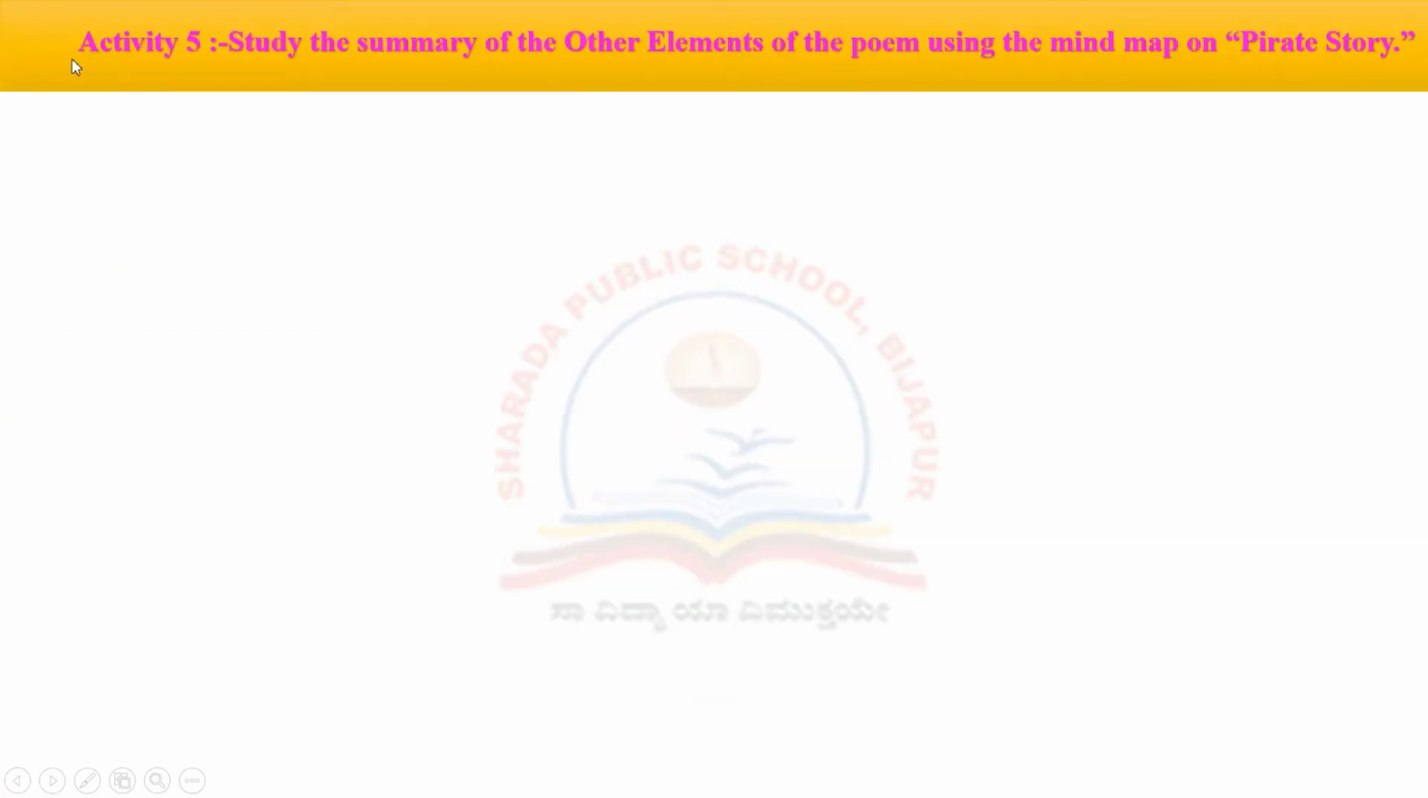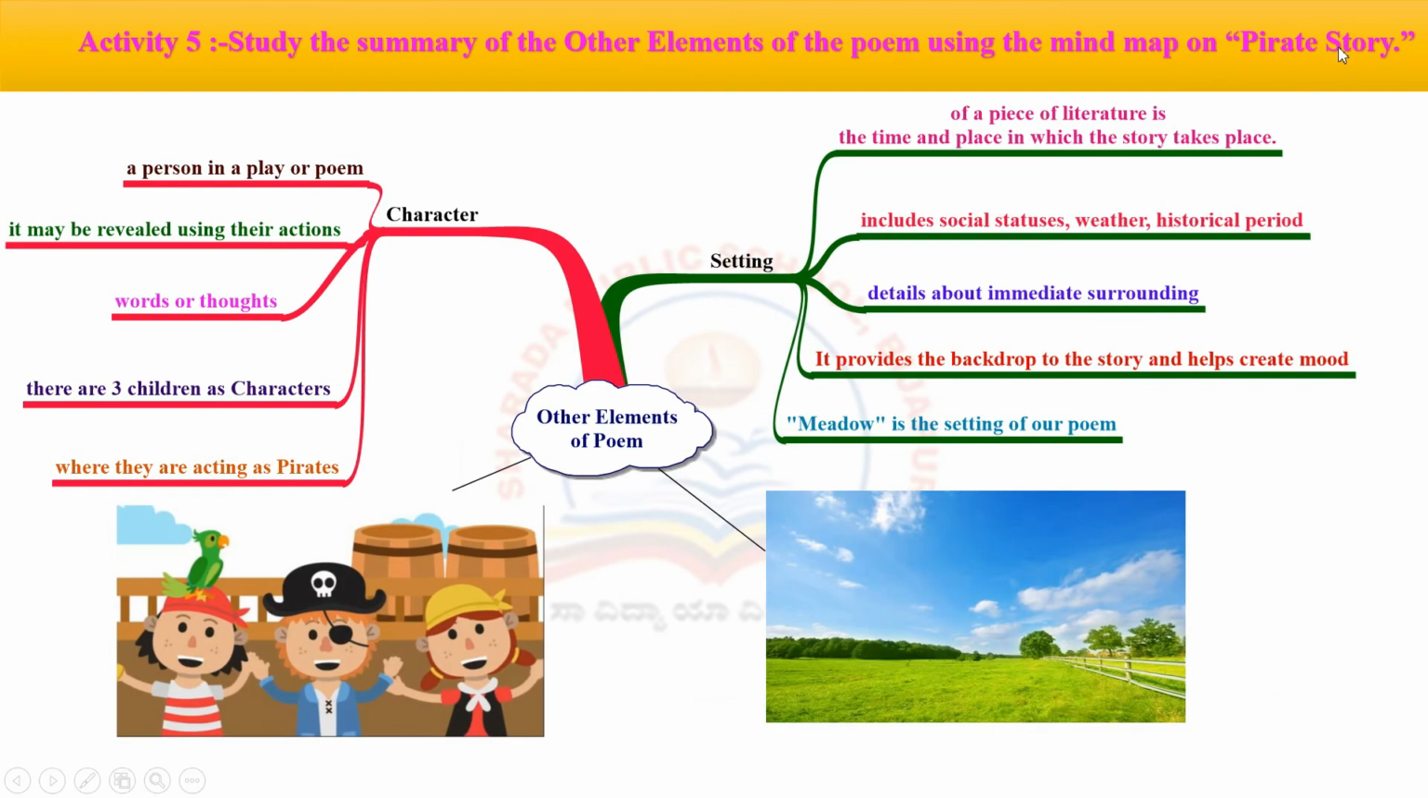Activity 5. Study the summary of the other elements of the poem using the mind map on Pirate Story. Other elements of a poem are setting and character. Setting of a piece of literature is the time and place in which the story takes place. It includes social statuses, weather, historical period, details about immediate surroundings. It provides the backdrop to the story and helps create mood. Meadow is the setting of the poem.